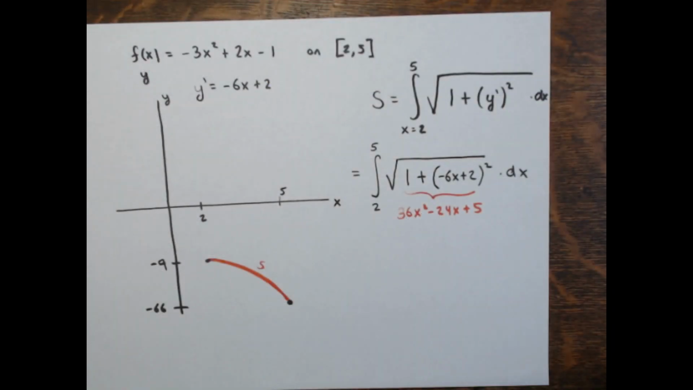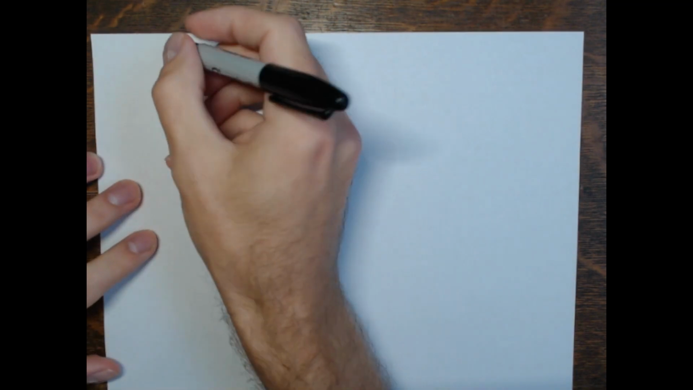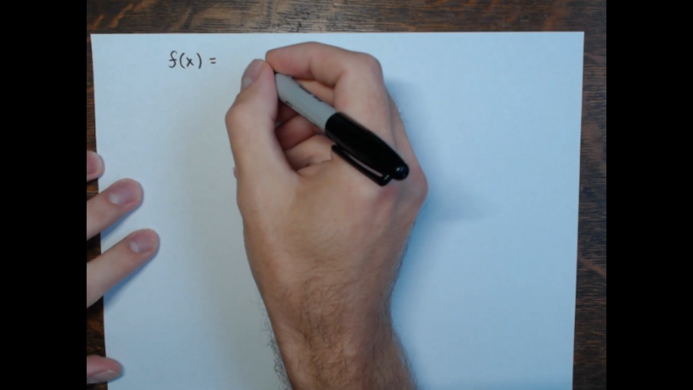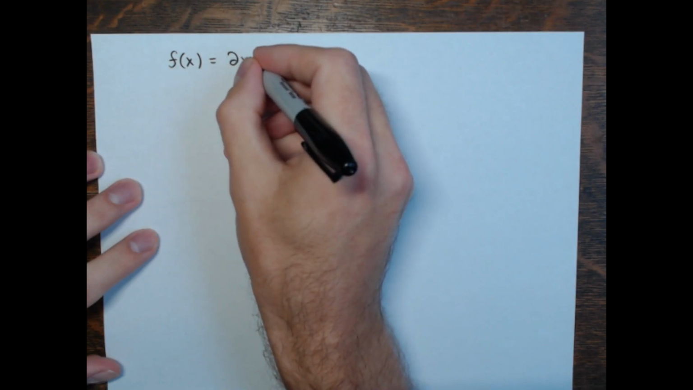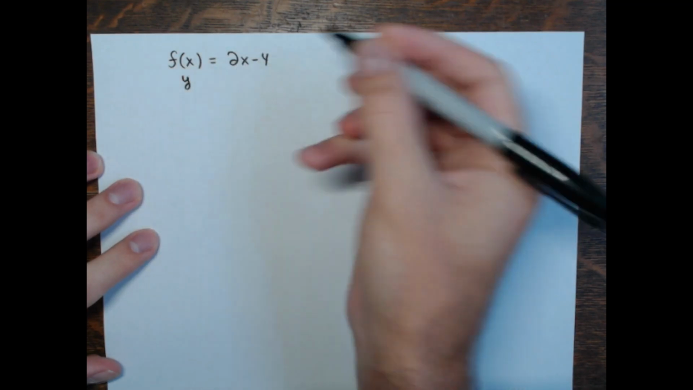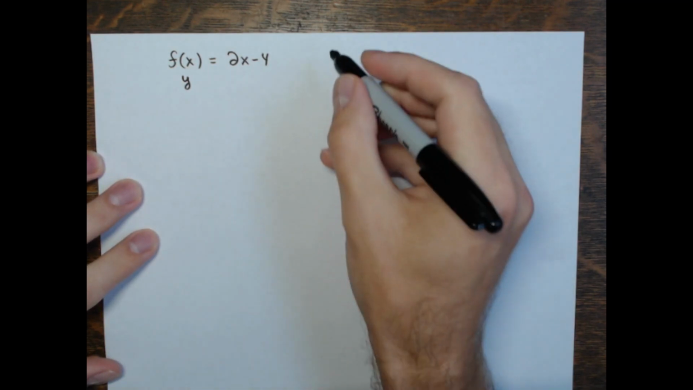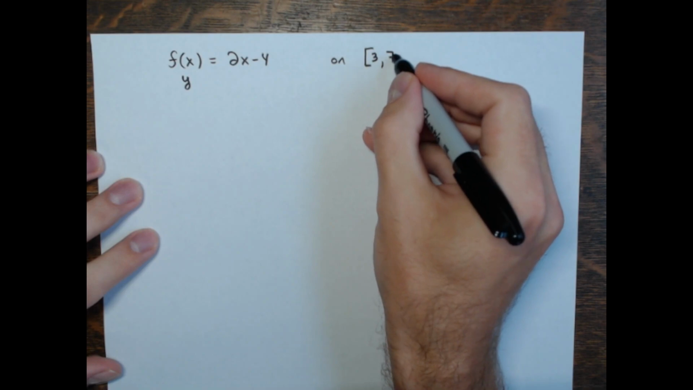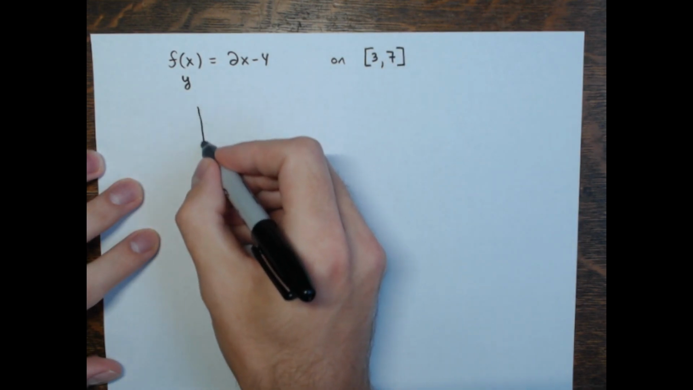Let's graph this. So this will be a straight segment, right? Something straight. So we're given this curve, f of x is 2x minus 4, that's the same thing as y equals 2x minus 4, just on the interval from 3 to 7. So here we go.